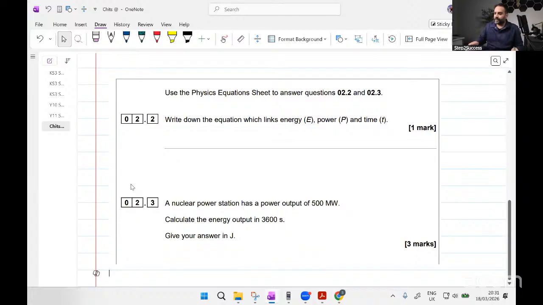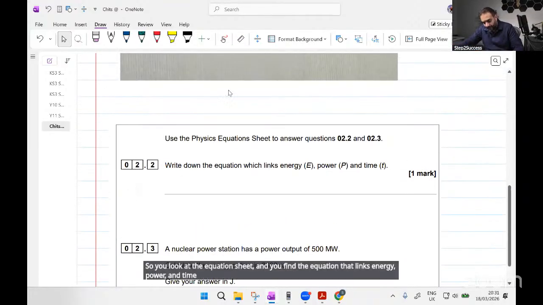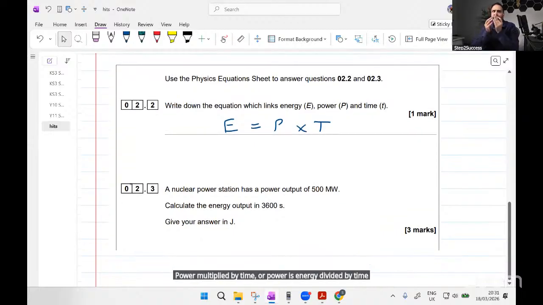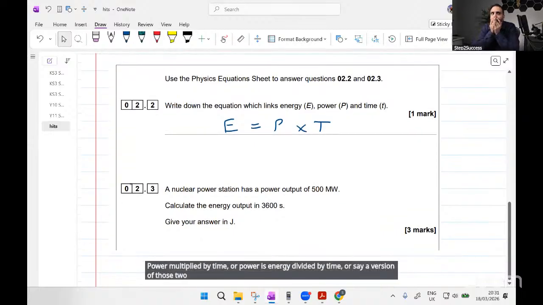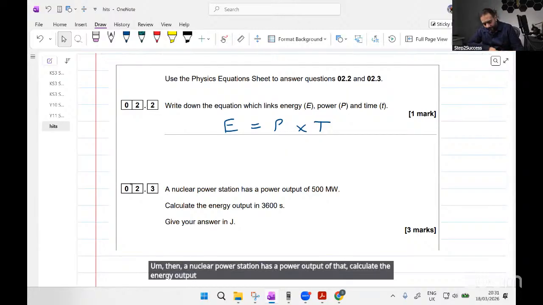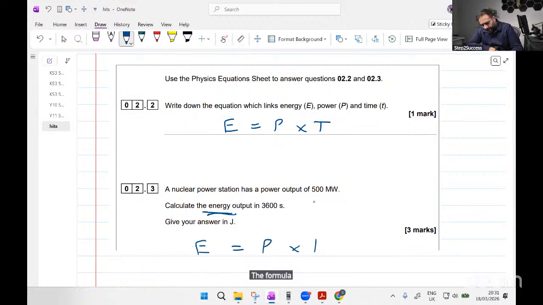So you look at the equation sheet and you find the equation that links energy, power, and time, which I can tell you is energy equals power multiplied by time, or power is energy divided by time. Let's say a version of those two. Then a nuclear power station has a power output of that. Calculate the energy output. So calculate energy.